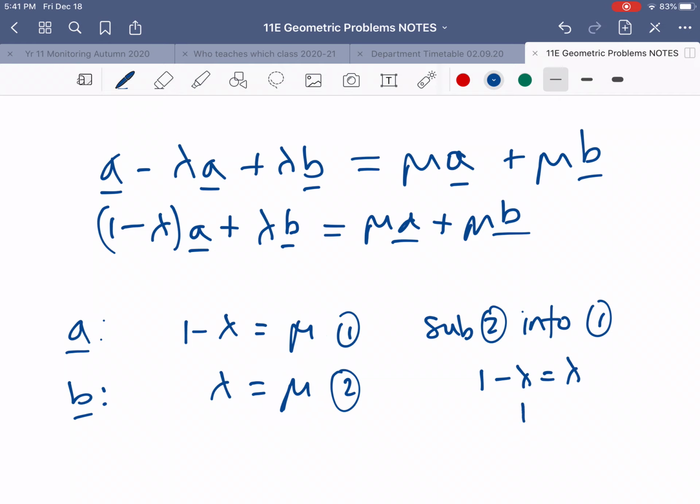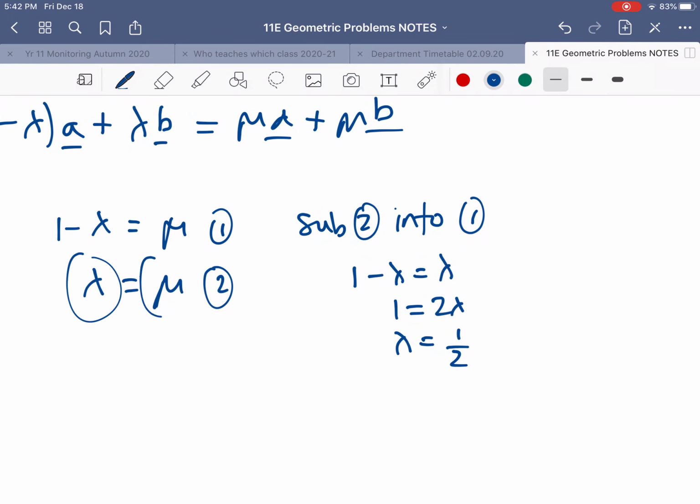Which means we have 1 is equal to 2 lambda, divided by 2. Therefore, lambda is equal to a half. And because lambda is a half, that means mu is also equal to a half. So that implies that mu equals a half as well. And we've shown that lambda and mu are both halves.